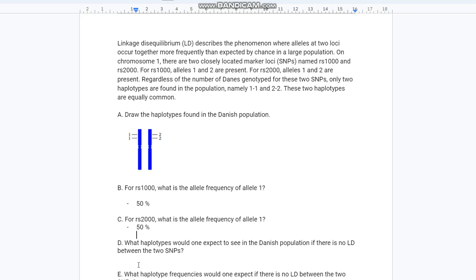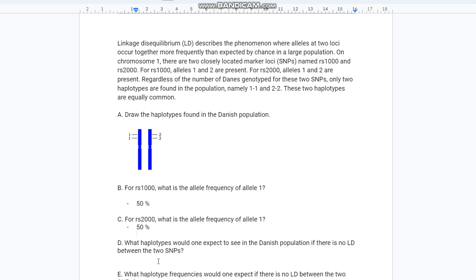Now they ask what haplotypes one would expect to see in the Danish population if there is no linkage disequilibrium between the two SNPs. If there is no linkage disequilibrium, we need to understand that in linkage disequilibrium, the frequency of the two alleles together is higher than expected. So that is all vanished now. The two alleles will not move together; it is not higher than expected.